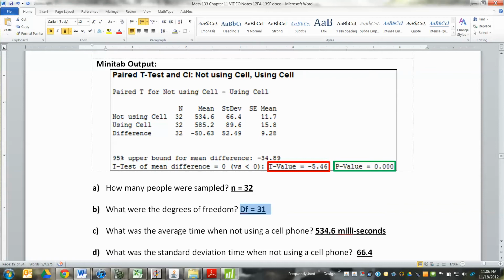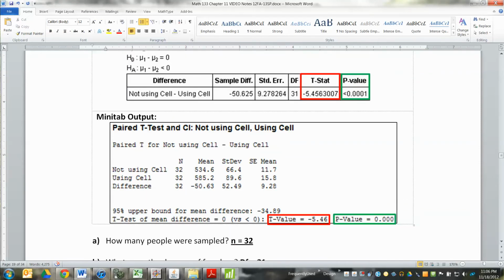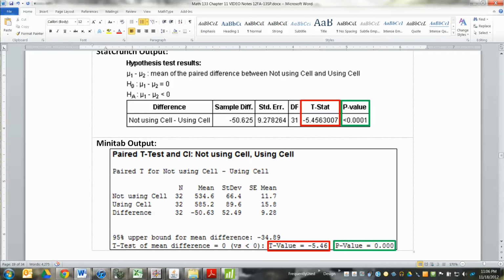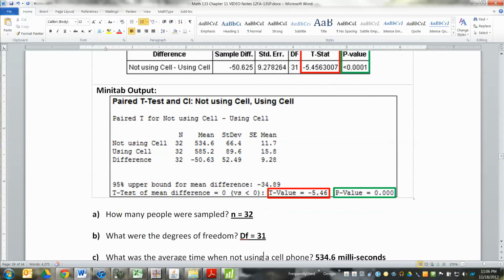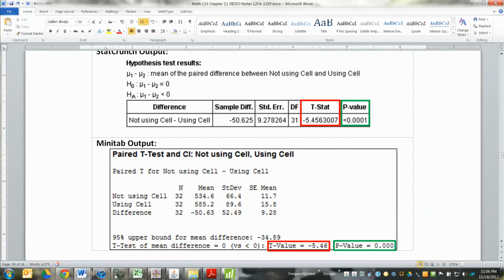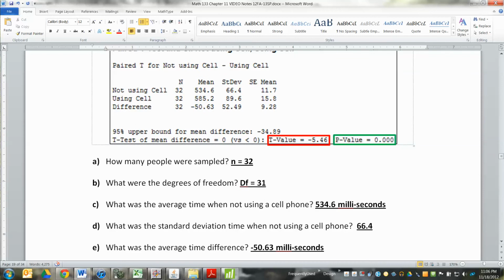Now, what was the average time when not using the cell phone? Well, Minitab's really nice because it says right here, not using cell. I can't really ask that question of you, I'm going to be honest, because StatCrunch isn't giving us enough information to figure that out. So if I do ask that kind of question, I must be giving you Minitab output. The standard deviation is 66.4, and again, StatCrunch doesn't give that, only Minitab does. So if I'm going to ask you that kind of question, it has to be from Minitab.